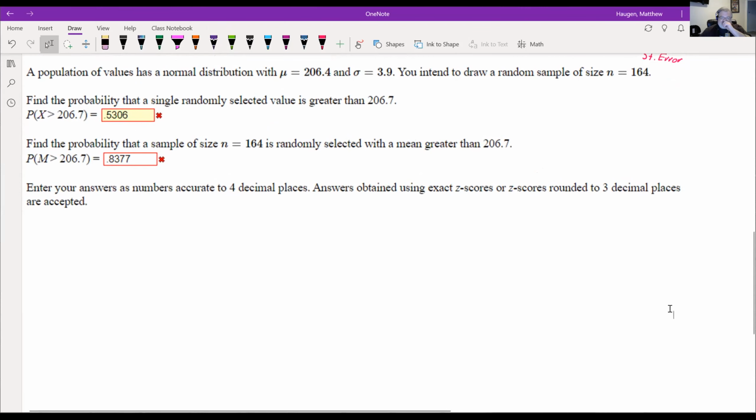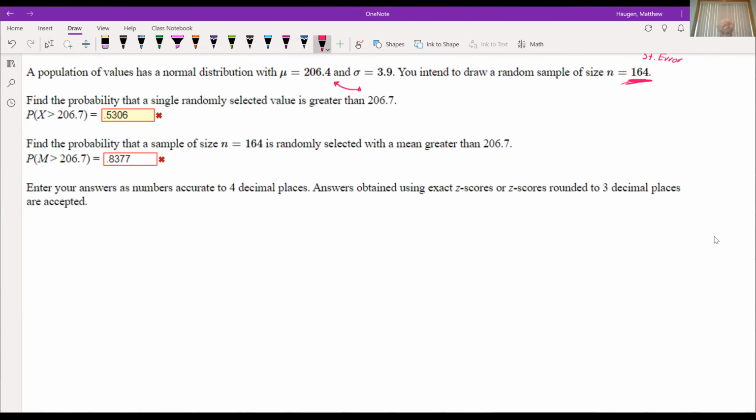Okay, so the population value has a normal distribution given and a standard deviation given. You intend to draw a sample size of 164, so that sample size is going to be important for us. Find the probability that a single selected value is greater than 206.7. Okay, so that 206.7 is very close to that, right?